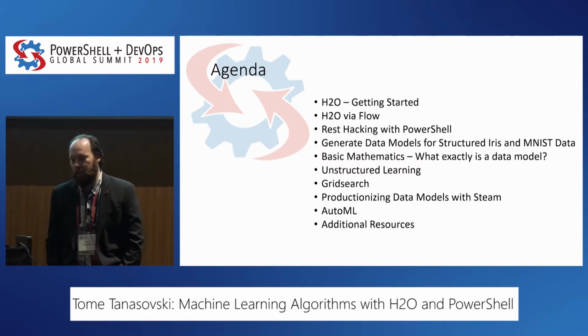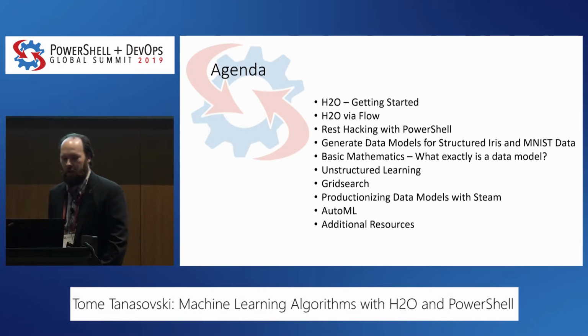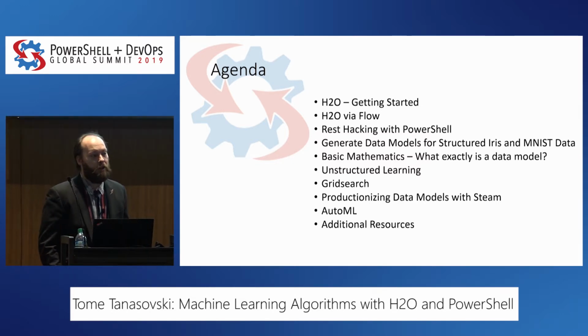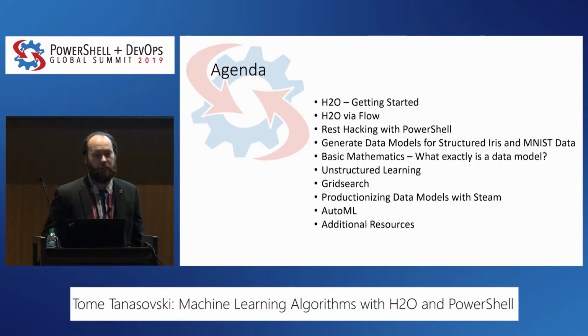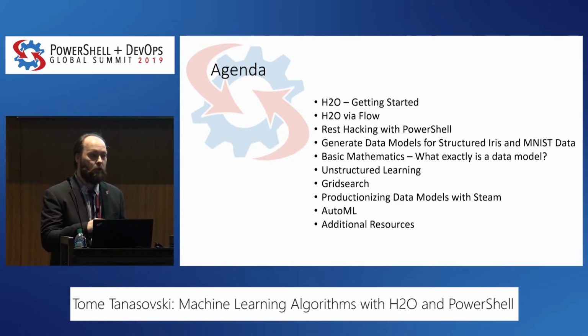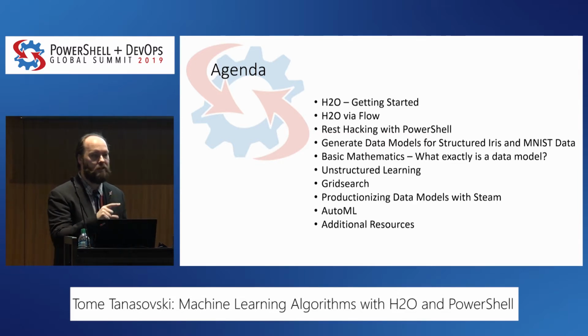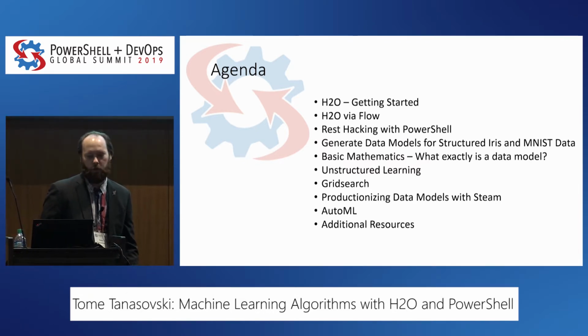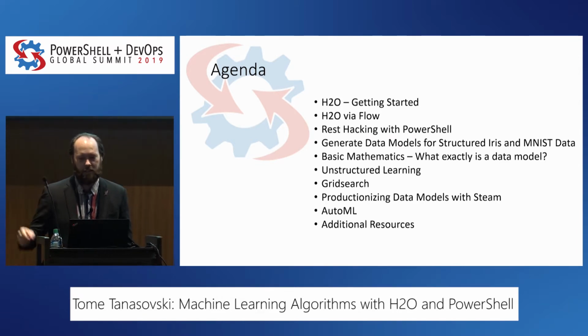Okay, so as far as what we're going to be covering. So we're going to start with H2o. I'll show you how we download it, spin it up, how we access it. We'll talk about the user interface, so H2o via Flow, and we'll train up our first data model in that. At that point, we'll also look at REST hacking. So I'll show you how you translate from the web UI into PowerShell. We'll then generate some data models. We'll create it for, like I said, a pair of open data sets.